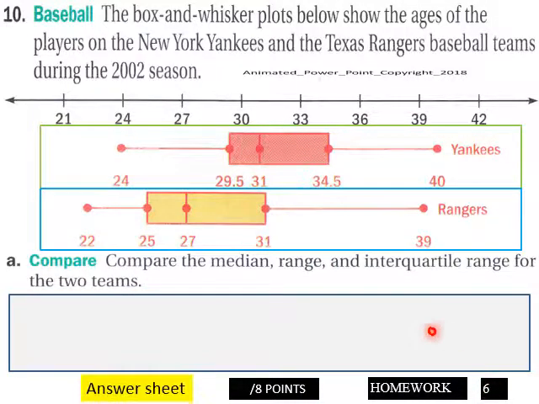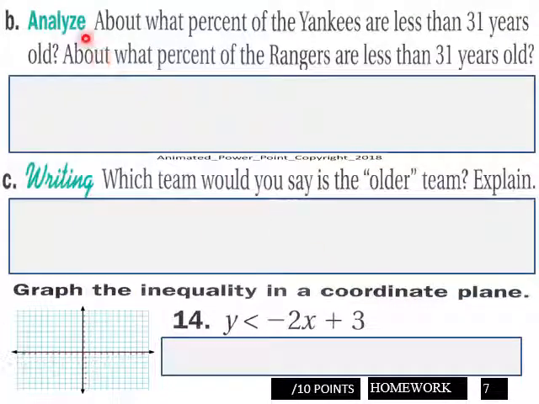Page 6. And then page 7, analyze. You have a question here, full sentences. C, writing. Which team would you say is older? Which is the older team? Explain, using full sentences here. And then graph it. We go into some review here on page 7.